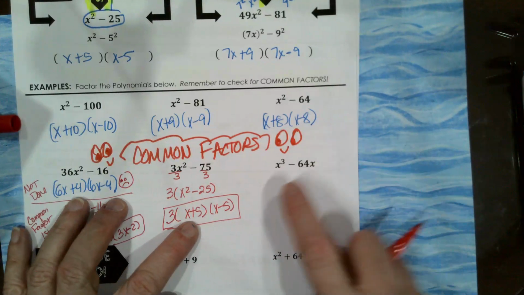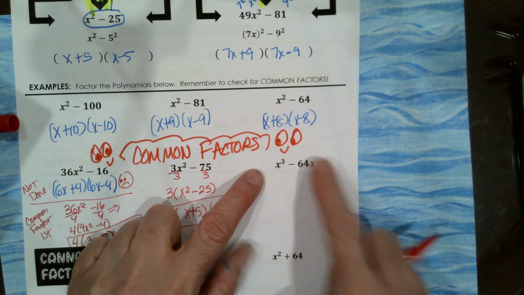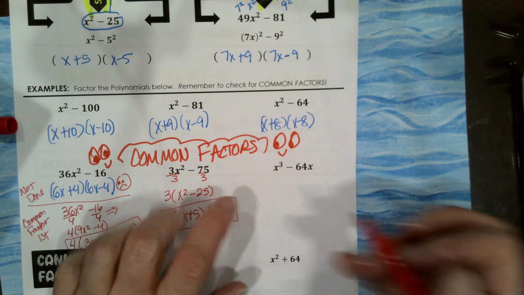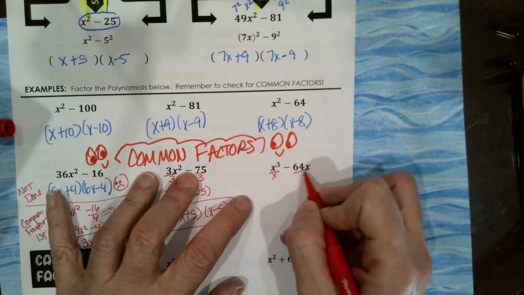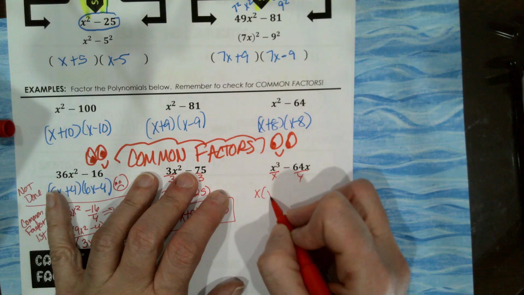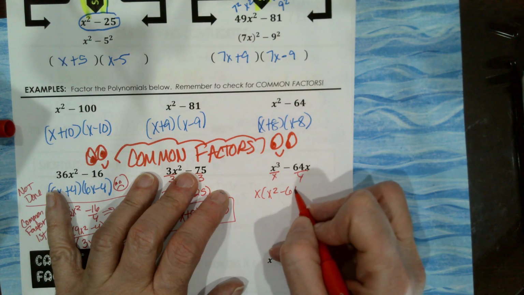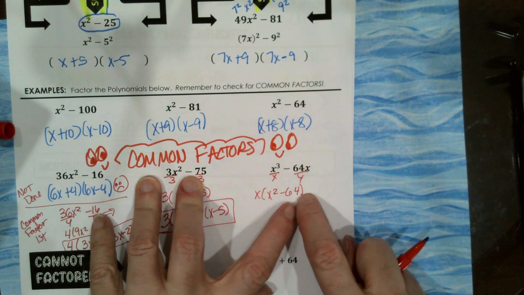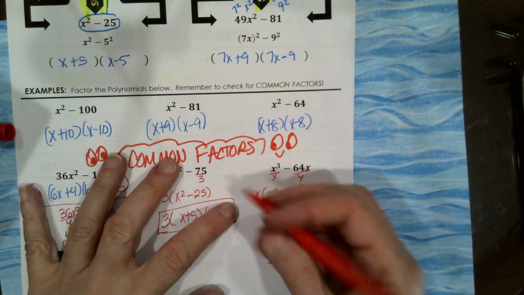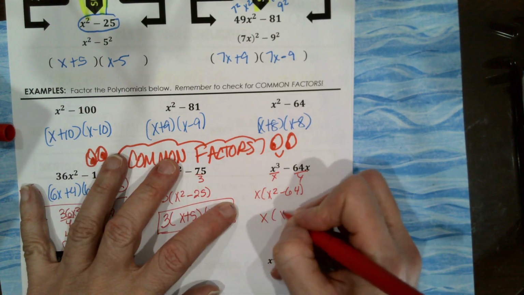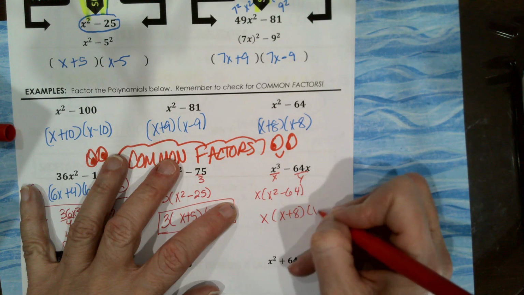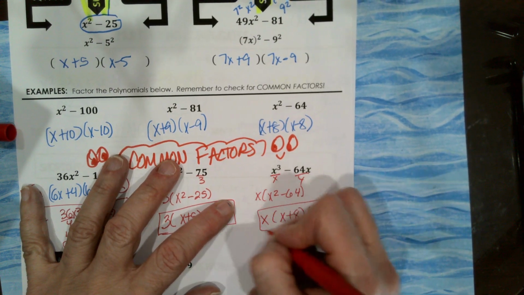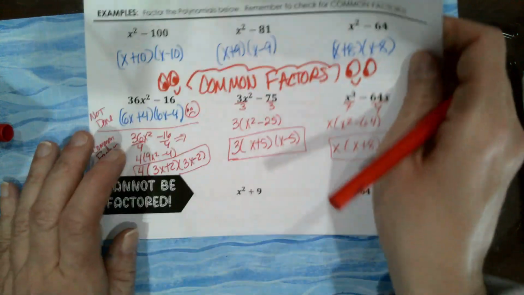All right, take a look here. I have an x cubed. Remember, I can't factor anything with an x cubed. I have an x at the end. Let's divide out that x on both of these. And I have x times x squared minus 64. Perfect square, subtraction sign. I have a difference of squares. I can change that into x times x plus 8 and x minus 8. There we go.